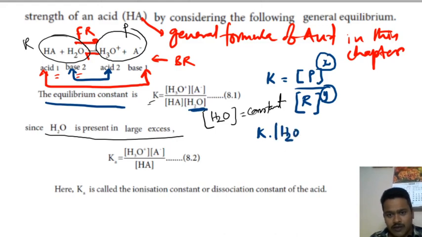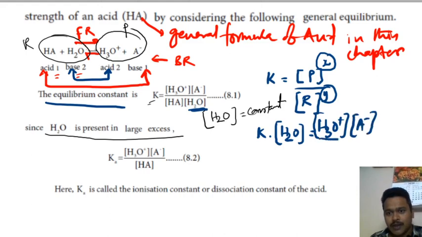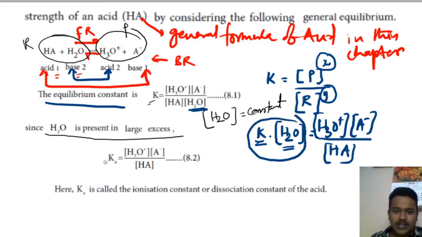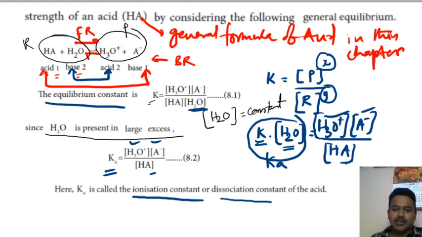H2O is a constant value, that is equal to what I can write. What is remaining here? H3O plus concentration into A minus by HA. Here K is also constant, H2O is also constant, both combined give a new constant, that is Ka. So this is the expression: Ka is equal to H3O plus A minus by HA. This is called the ionization constant, otherwise the dissociation constant of an acid.